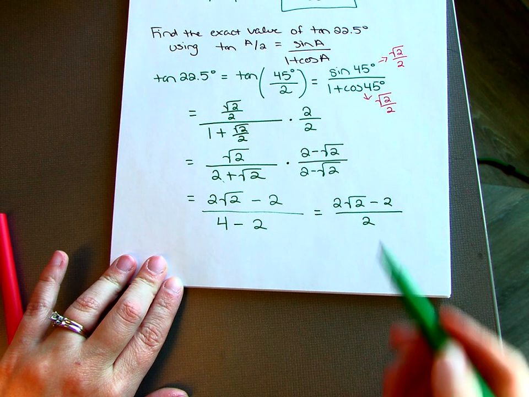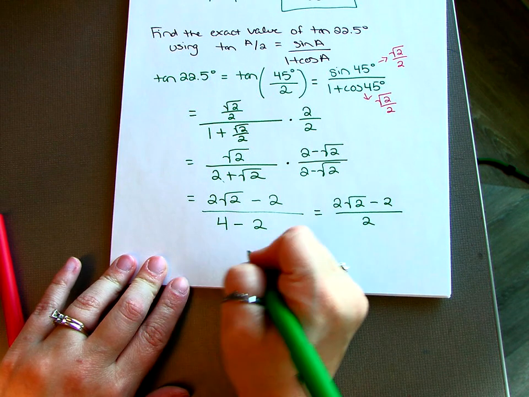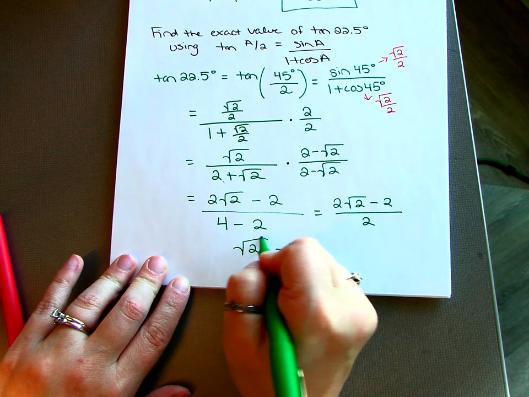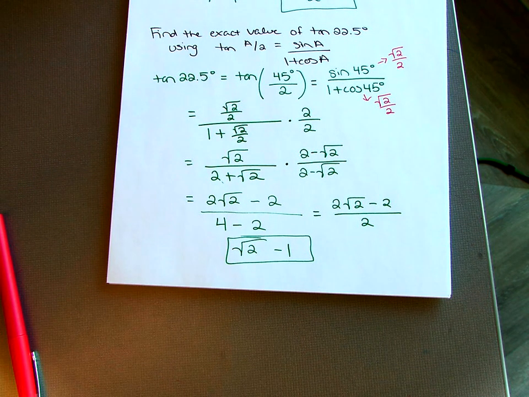Since we have one number on bottom, we can simplify with the top, meaning we're going to get radical 2 minus 1. That is the exact value of tangent of 22.5. Questions?